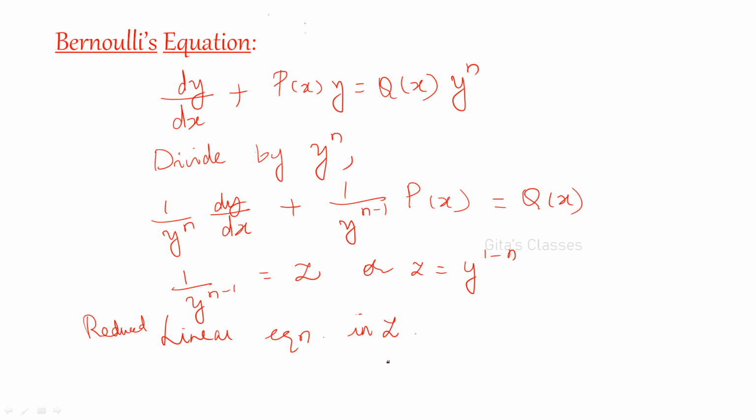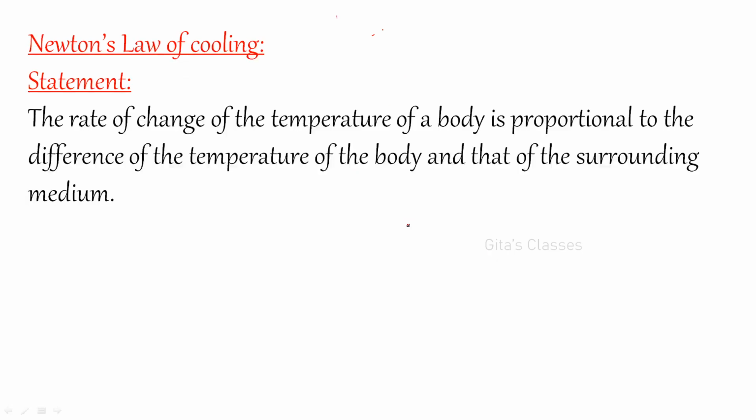So Bernoulli's equation means you have y power n on the right hand side. If you have only q of x, it is linear. If it is multiplied by y power n, then it is Bernoulli's equation. So divide throughout by y power n, and whatever you have here you substitute as z. Then reduce it to a linear equation, which can be solved as usual.